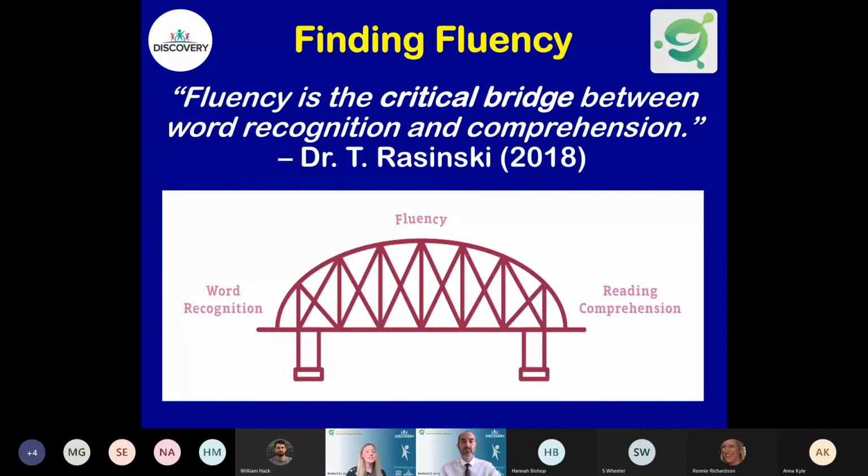So, finding fluency. And as Jez said, fluency is a thing that gets left out when we're looking at teaching reading in a remote context. And fluency is the critical bridge between word recognition and comprehension. When we think about reading, we often think about it as being able to read the words and being able to comprehend, but fluency is the thing that links those two together.